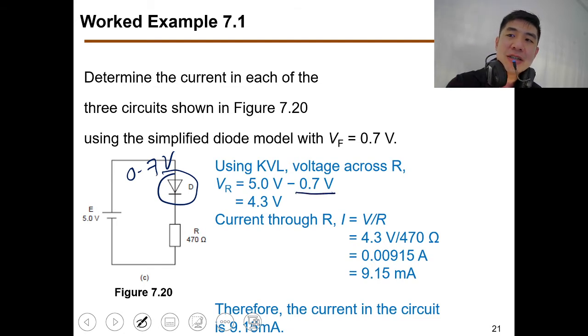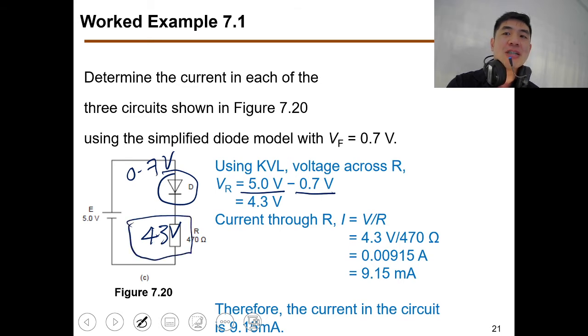So you can see, if 5 volt here, 0.7 volt here, then this resistor has to take 4.3 volt. Make sense? Everything must add up back to 5. Remember KVL: go one loop, it must go back to 0. So 5 volt minus 0.7 minus 4.3 is 0. The remainder, the 4.3 volt, will be absorbed by this particular resistor.